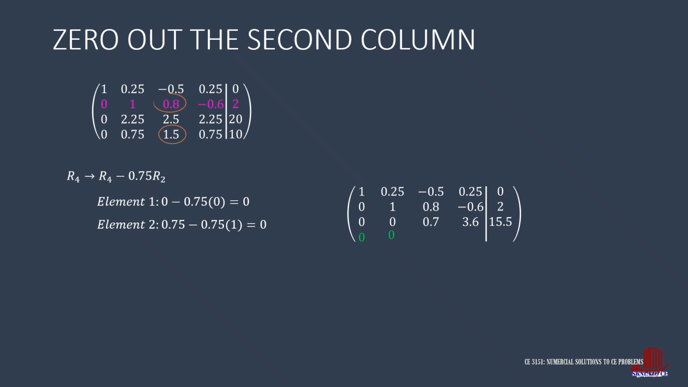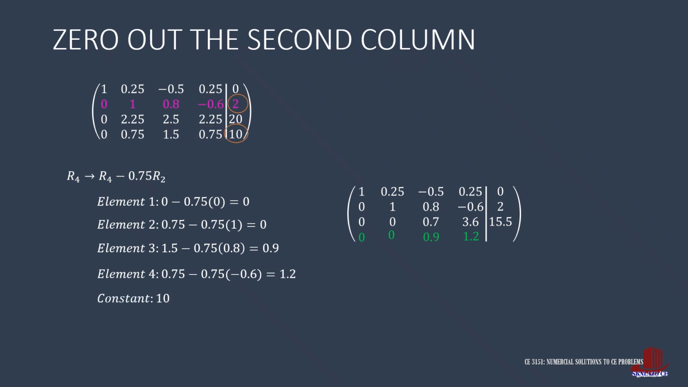The third is 1.5 minus 3/4 of 0.8, resulting in 0.9. The fourth element is 0.75 less 0.75 of negative 0.6, which becomes 1.2. Then, 10 minus 0.75 times 2 gives 8.5. The second column is already complete.